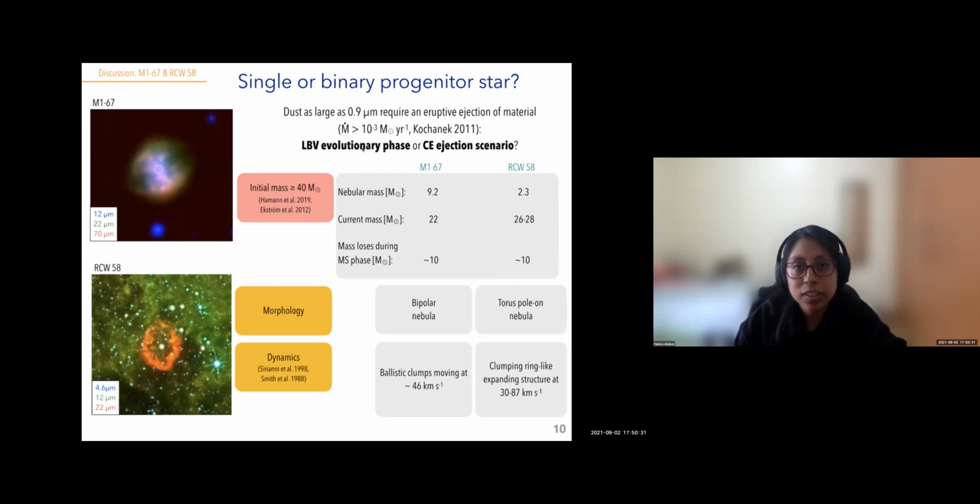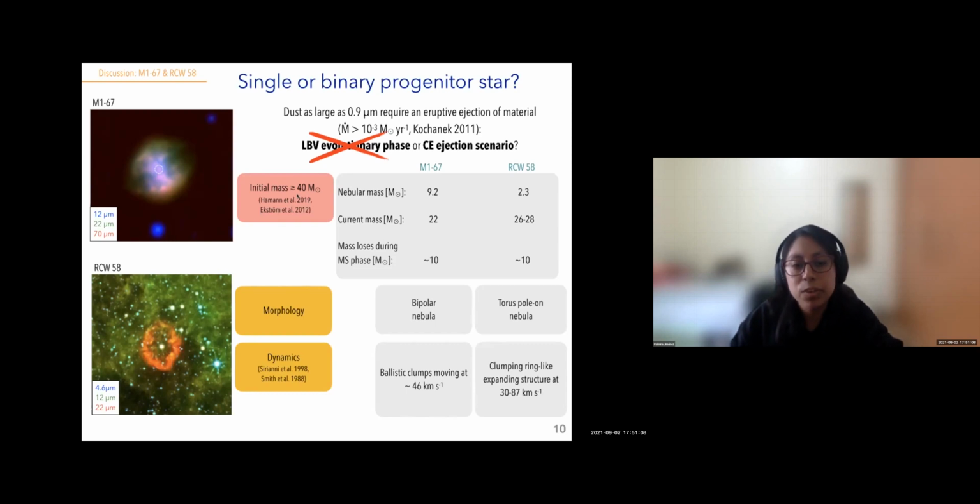In the single star context, the dust formation stage could be during an LBV phase. However, it is possible to estimate the initial mass of the Wolf-Rayet progenitor star with the nebular mass calculated from our models, taking into account the current mass and the mass losses during the main sequence phase of the Wolf-Rayet star. For both Wolf-Rayet 124 and Wolf-Rayet 40, the initial mass is around 40 solar masses. This rules out the possibility that the Wolf-Rayet star had an LBV phase.